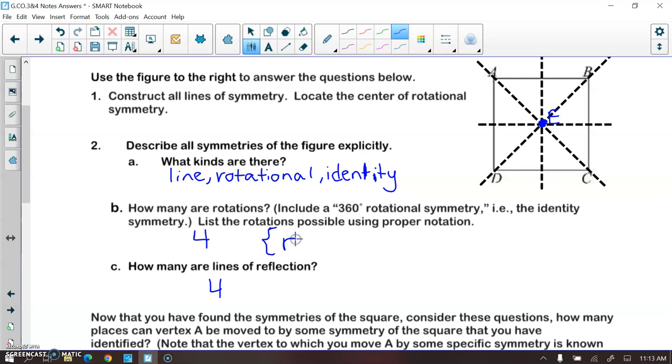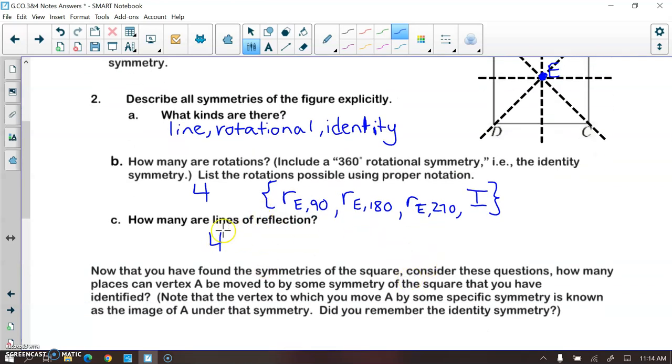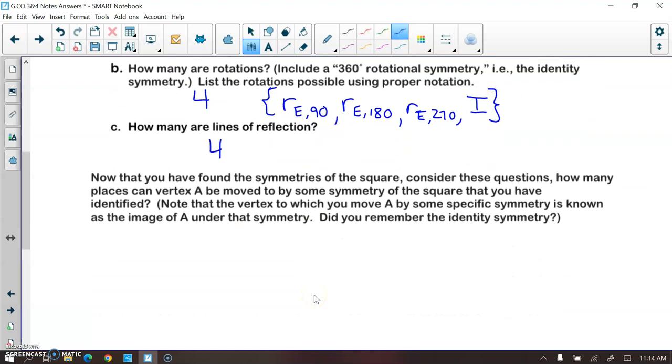and then rotating it about point E 90 degrees would give me 1 rotational symmetry. Rotating it another 90 degrees brings me to a rotation of 180 degrees. Rotating it another 90 degrees brings me to a rotation of 270 degrees. And rotating it 1 more 90 degree angle is 360 degrees, which is the identity rotational symmetry. And so we already answered how many lines of reflection.